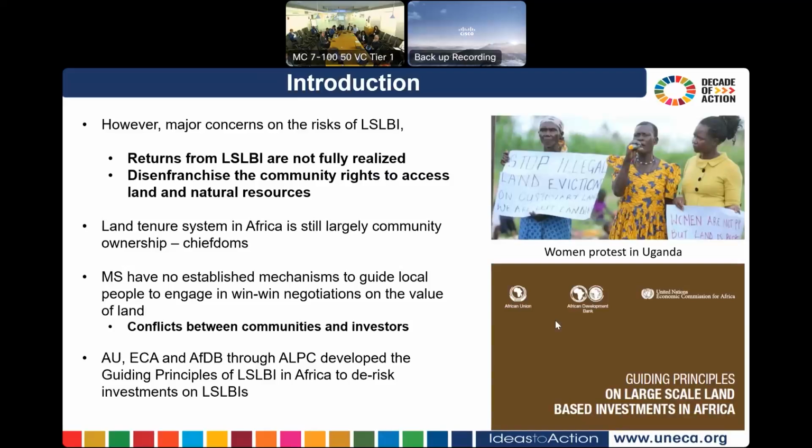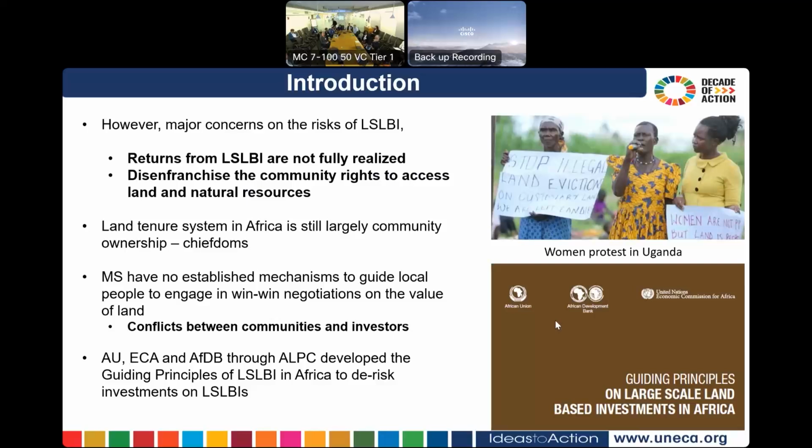I did mention that the returns have not been fully realized, especially there has been a disenfranchisement of community rights to land in the context of these investments. And especially in areas of Africa where a lot of our land is managed under community, traditional areas, 70 to 80% of land managed in traditional systems of governance, which are not necessarily well covered in the statutory systems, the statutory laws. So there are some challenges there.